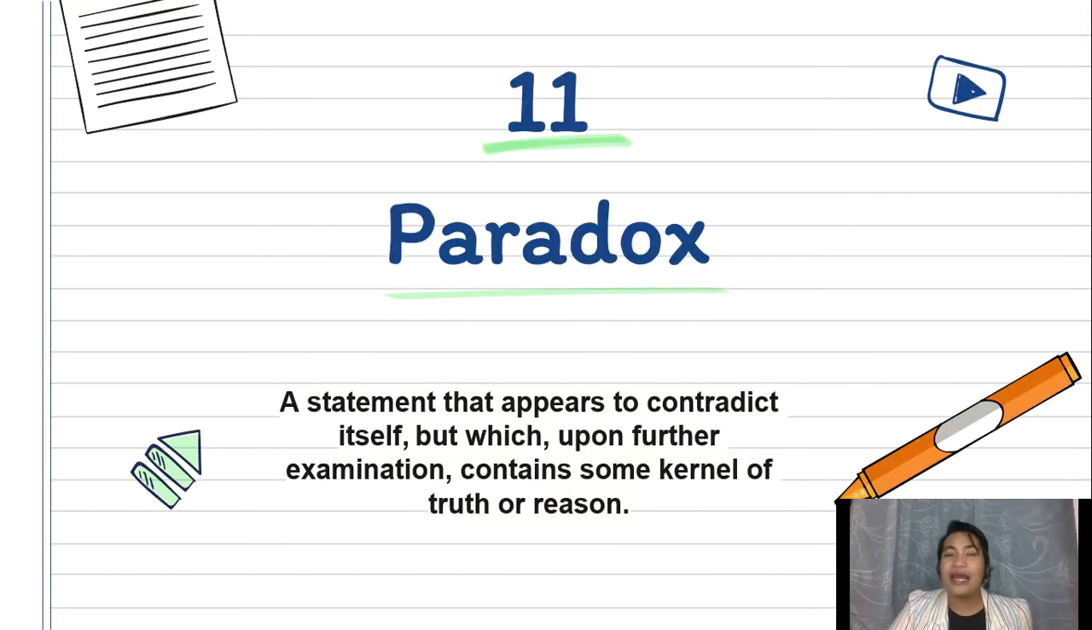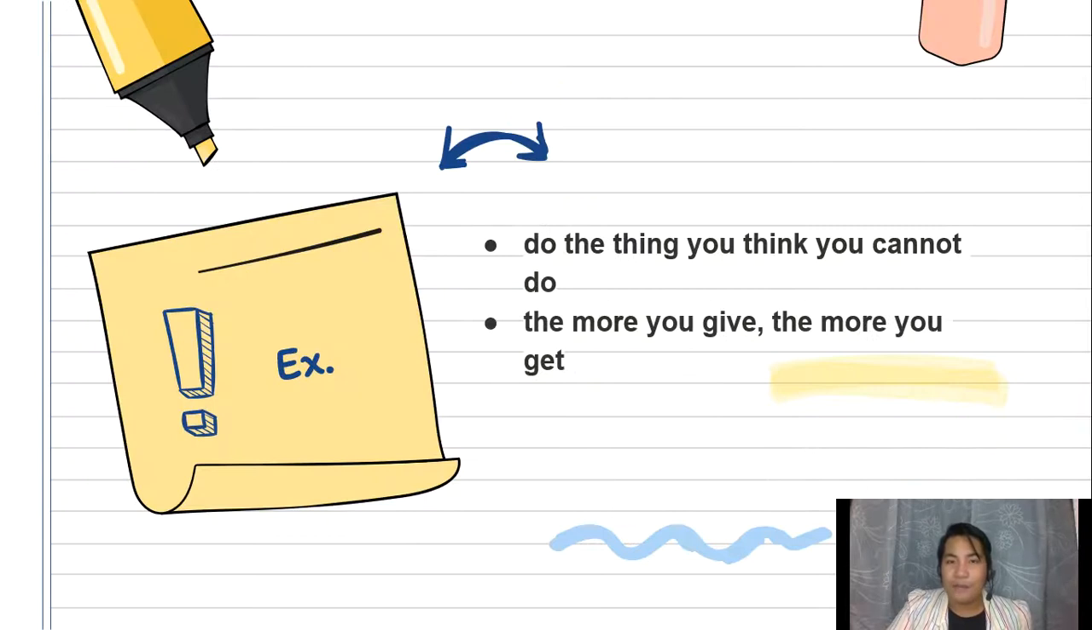Number 11, paradox. Paradox is a statement that appears to contradict itself, but which, upon further examination, contains some kernel of truth or reason. For example, do the thing you think you cannot do, or the more you give, the more you get.